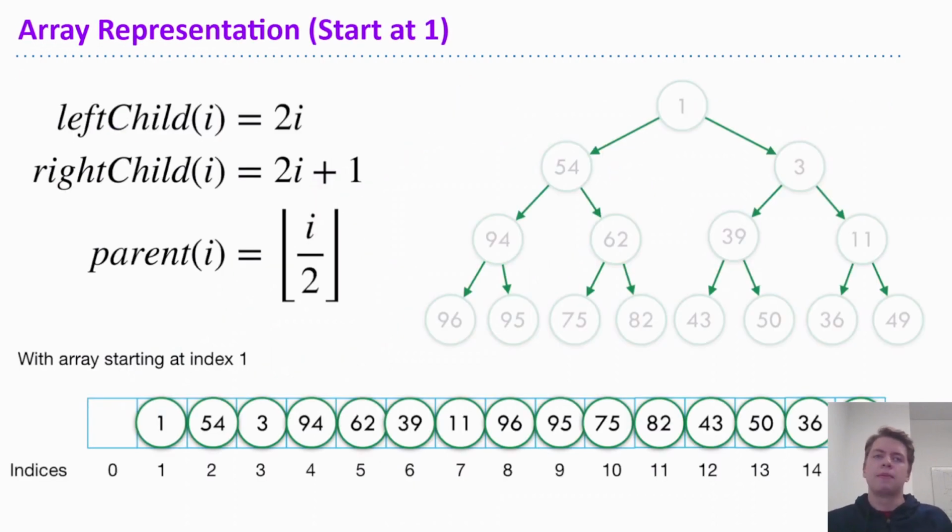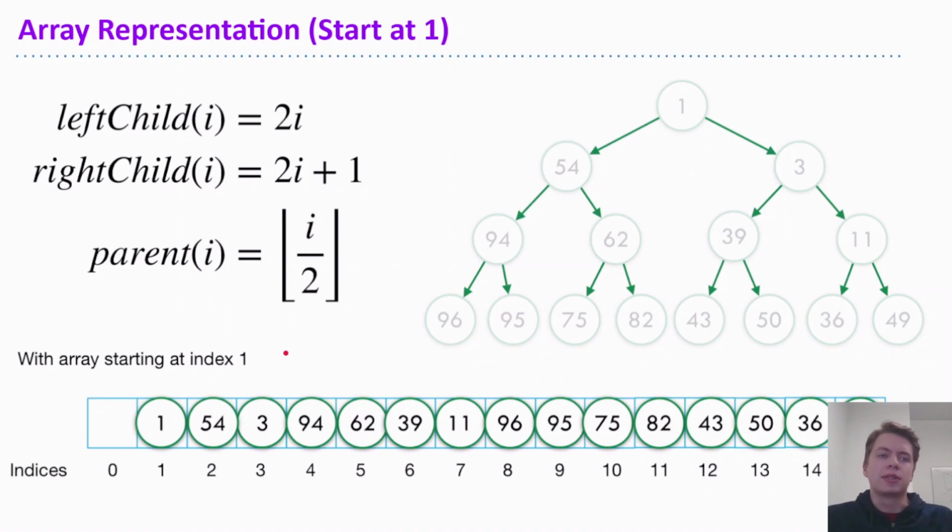Great. The underlying representation we will use for heaps is an array, where this is an example of an array representation that starts at index 1. If you compare the array representation with our tree diagram on the right over here, we can see that we essentially go level by level, left to right, inserting all of the nodes into our array. So starting with 1, we see that 1 is contained at index 1, this 54 is at index 2, this 3 is at index 3, and so on and so forth.